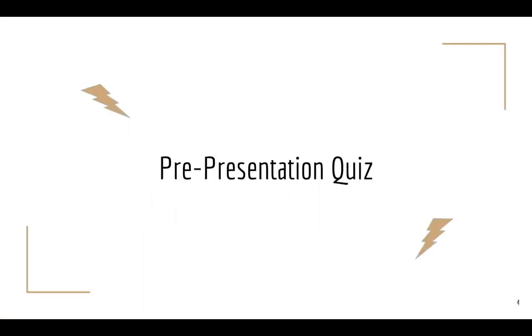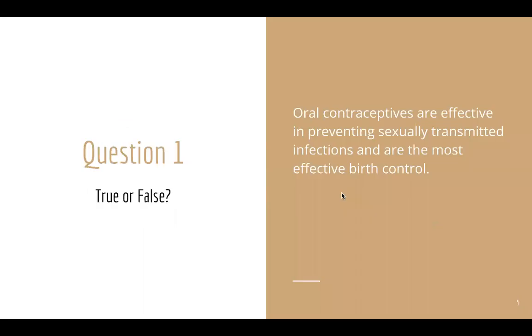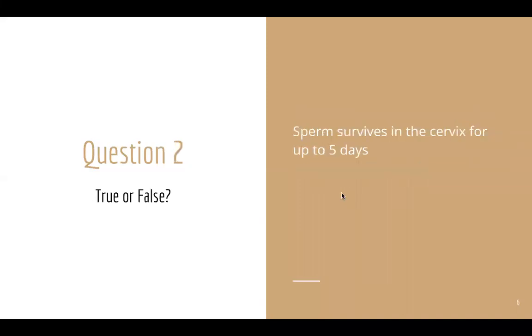First, we will do a pre-presentation quiz of the content to consider throughout the video. For the first question, true or false? Oral contraceptives are effective in preventing sexually transmitted infections and are the most effective birth control. Next question. True or false? Sperm survives in the cervix for up to 5 days.